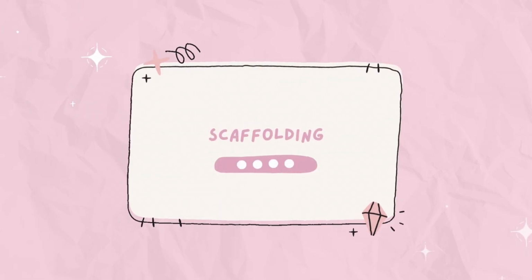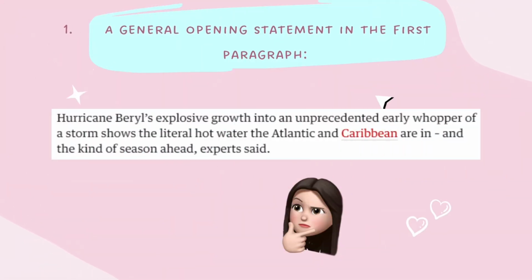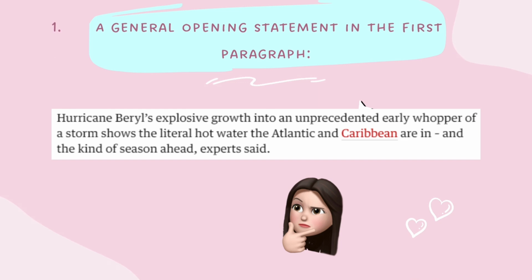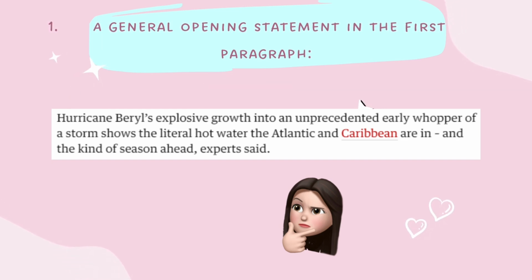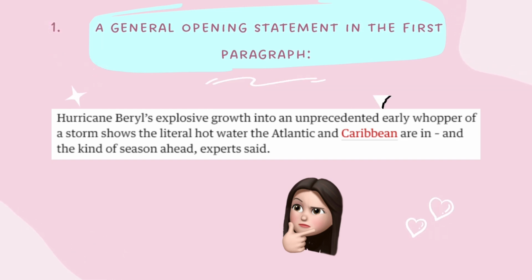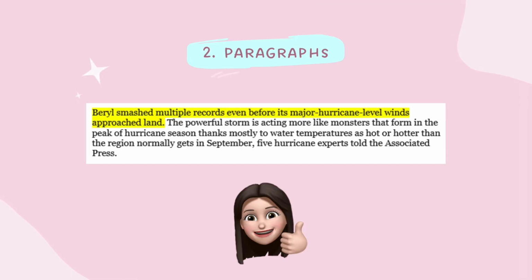First, we are going to analyze the scaffolding, which consists of a general opening statement in the first paragraph. It gives an idea to the reader of what the text is about. In this case, the topic sentence suggests that the rapid growth of Hurricane Beryl indicates that the upcoming season will be alarming. Furthermore, this text is divided into paragraphs. Each one of them contains a topic sentence and provides more information about the subject.